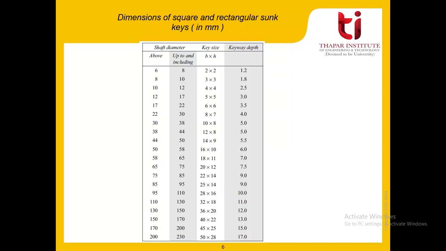Next, this is the design table which we follow for a particular shaft diameter. Again, this we have taken from the VB Bhandari textbook which we follow, and let us say we have a shaft diameter of 25 mm, so in the range 22 to 30 we go with key size as 8 cross 7, and key depth is 4 mm, right? So these are the tables which we will use for dimensions of square and rectangular sunk keys.